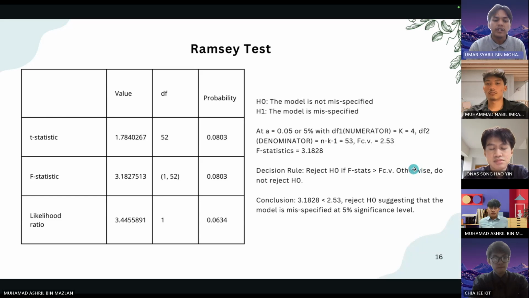So after that, we conducted the Ramsey test to check our model specification. Based on the test, we conclude that the statistic of 3.1828 is greater than our critical value of 2.53. So we reject the null hypothesis, suggesting that the model is misspecified at the 5% significance level. Next, I will pass to Nabil.